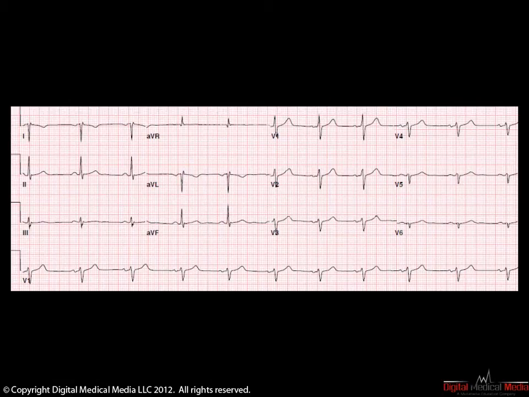As we first look at this 12-lead ECG, the first thing that should appear is that mild bradycardia is present. The heart rate is just under 60 beats per minute. There is one P wave in front of each QRS, and that P wave is upright in leads 2, 3, and AVF.